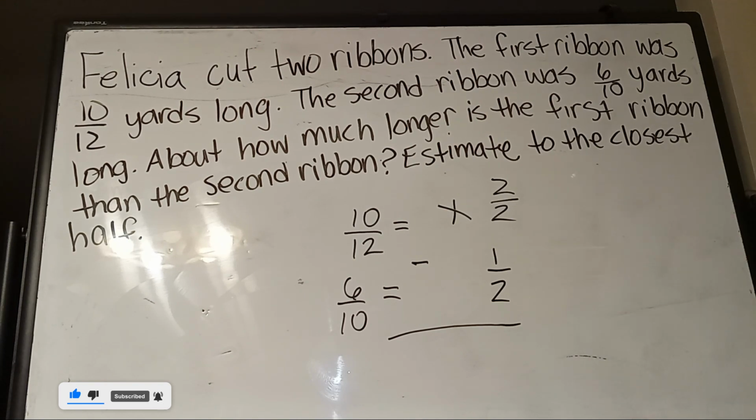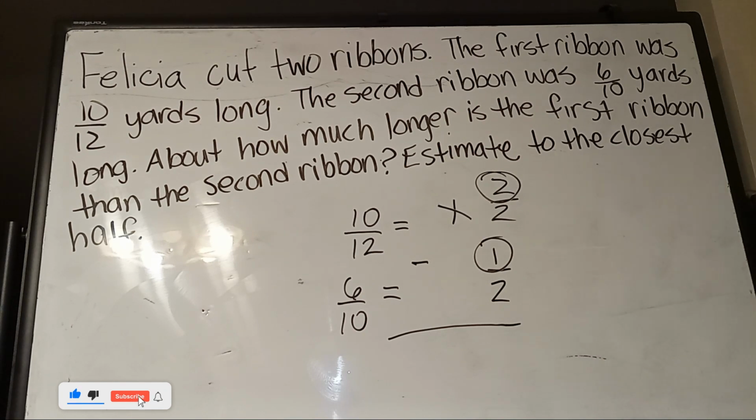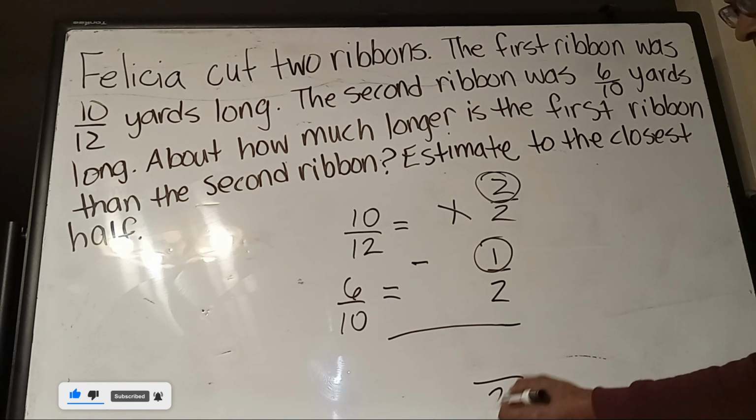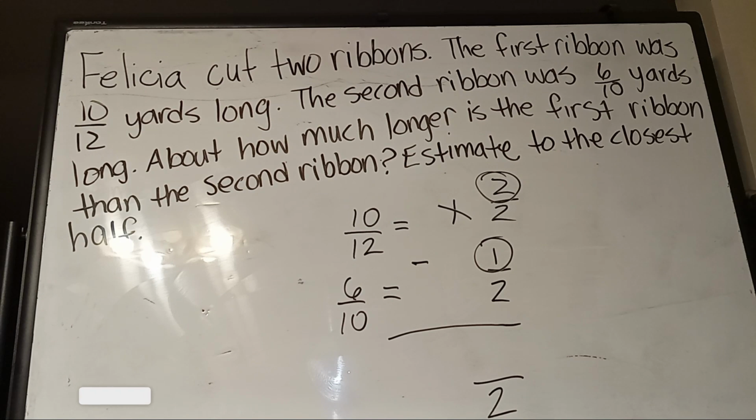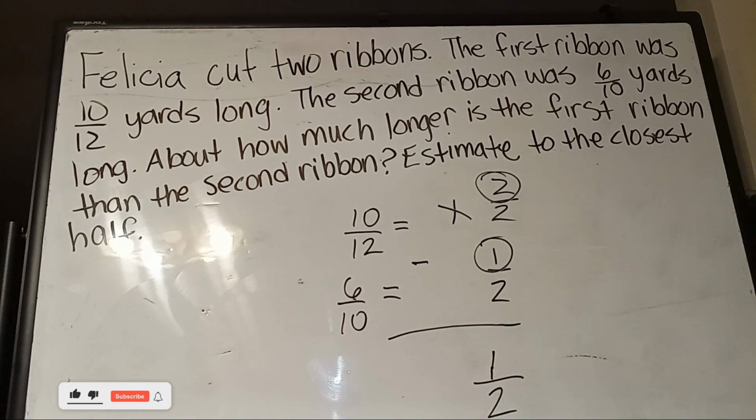Now they're the same. Now all we've got to do is circle our numerators. We can write our denominator, which we already know is the 2. And our number sentence is what? 2 minus 1. And how much is left? 1. That's right, 1. So that means we have an answer of 1/2.